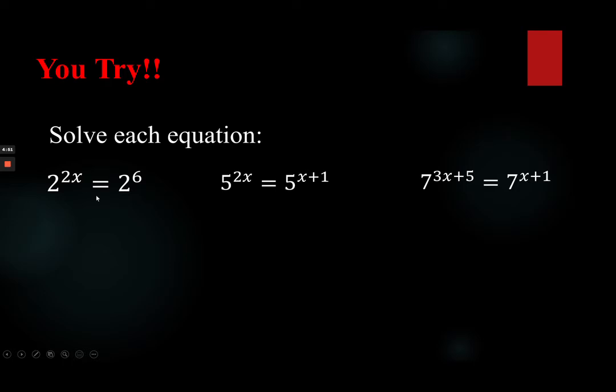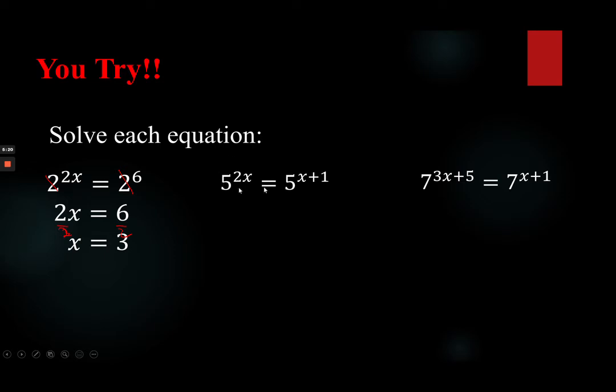Now let's try some more examples. Another example, 2 raised to 2x is equal to 2 raised to 6. Again, you just cancel your 2, take out your 2, and so your equation should be 2x is equal to 6. Divide both sides by 2. x is equal to 3. Easy, right?